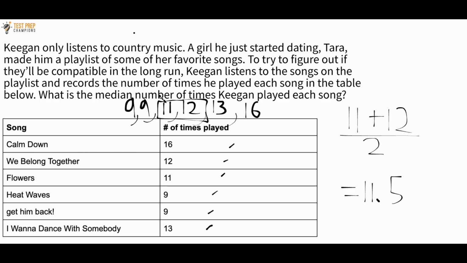Now, if there had been an odd number here, like let's say we had 5 numbers, in that case, what you would do is put them in order from smallest to largest, then you'd pick out the middle number, and you'd be done. All right, so just keep that in mind for median questions.